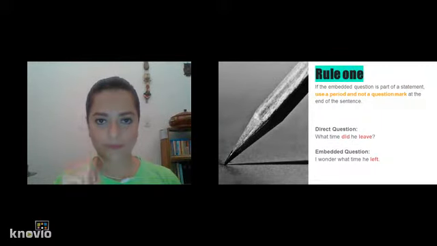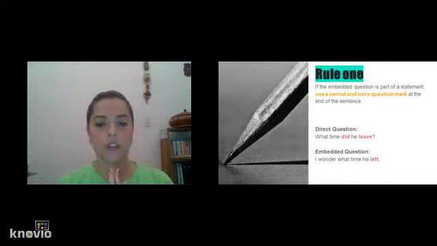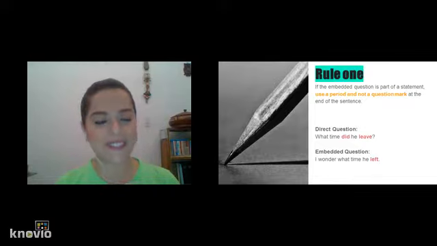Rule 1. If the embedded question is part of a statement, use a period and not a question mark at the end of the sentence. So, the direct question would be, what time did she leave? And the embedded question would be this way, I wonder what time she left.